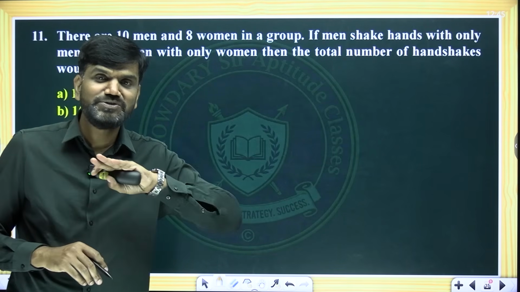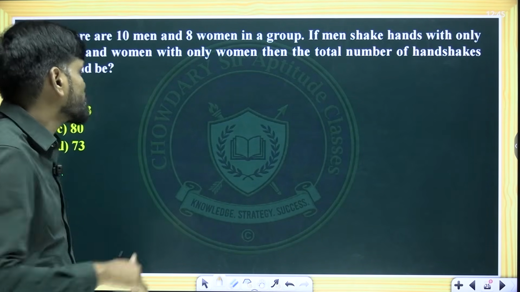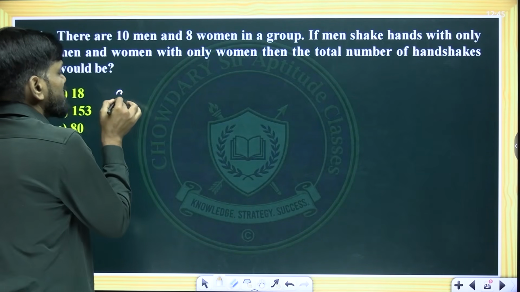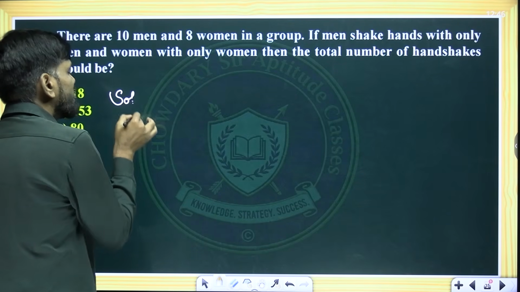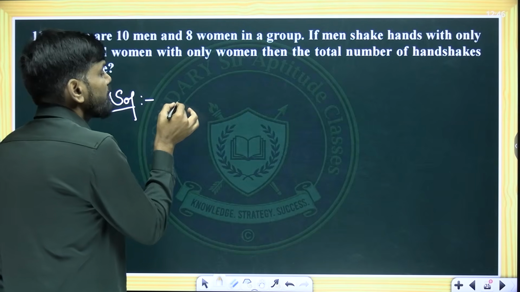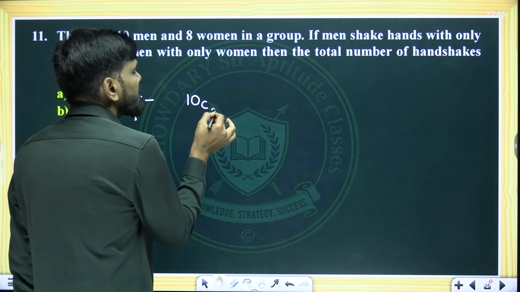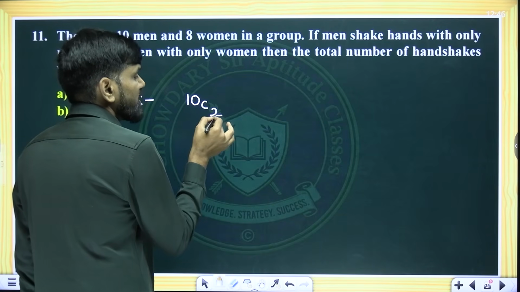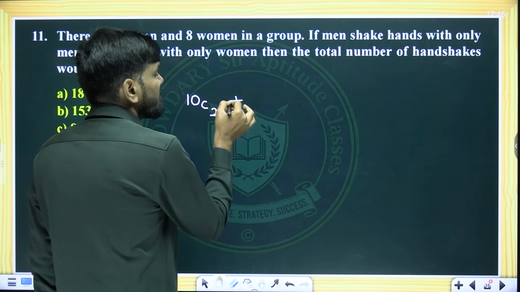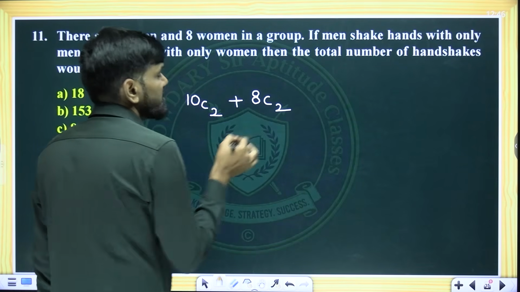Men are shaking hands only with men, women are shaking hands with only women. So here the shake hands between men will take place and shake hands between only women will take place. So the number of shake hands among men is how much? Out of 10 men, you choose any 2 men that will lead to a shake hand. This is the number of shake hands between men, plus between every 2 women there is a shake hand. Out of 8 you choose any 2, that is 8C2.